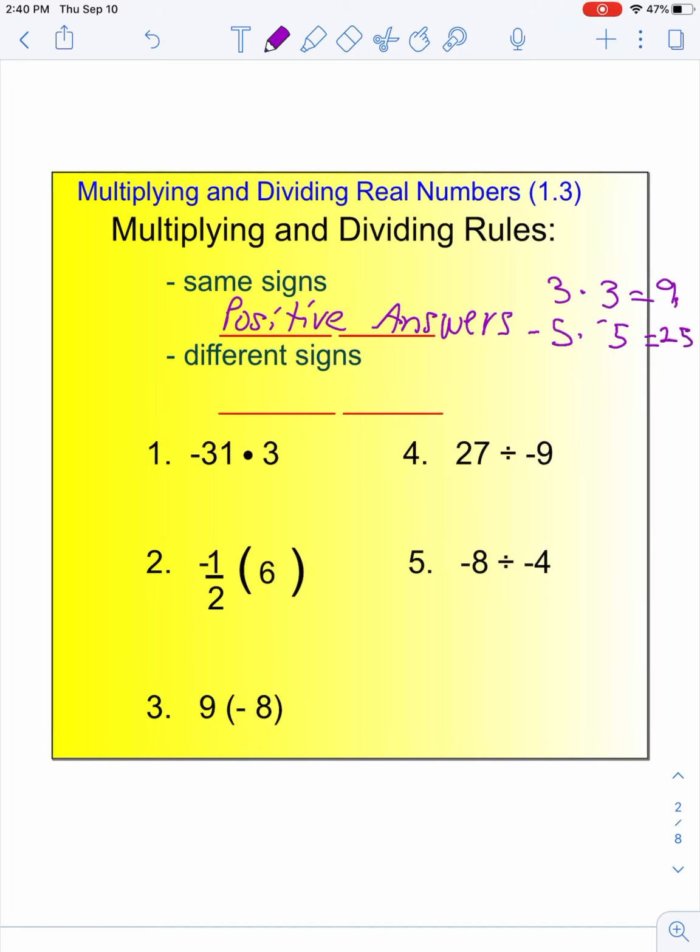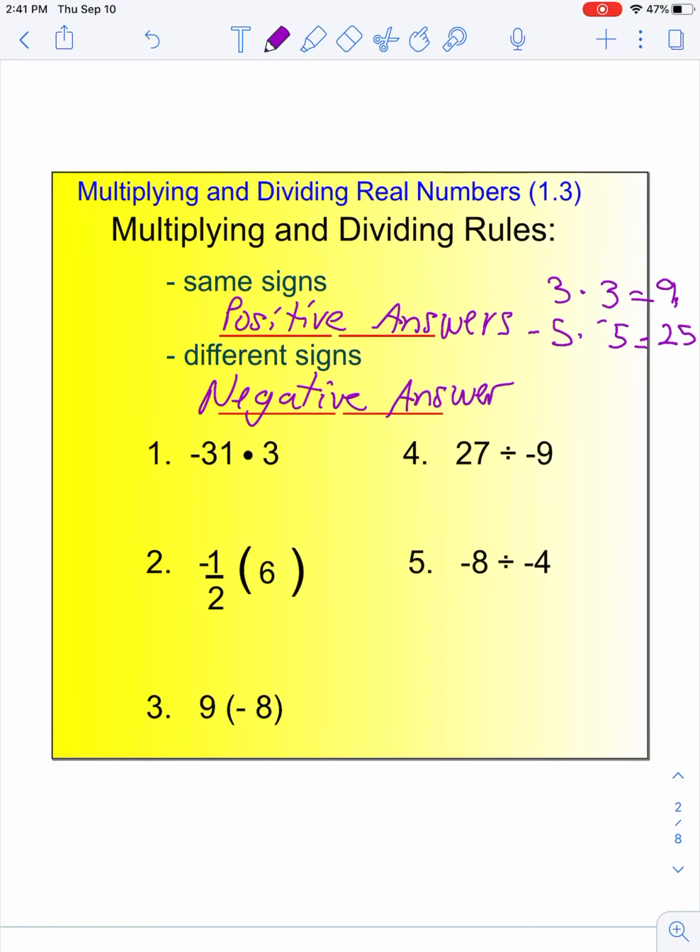Same works for division. So, if the signs are different, what happens? Well, if the signs are different, then the answer, no matter what, will always be negative. So you'll always have a negative answer.